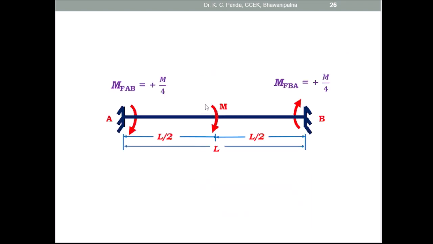Similarly, if a clockwise moment is present at the midpoint of the fixed beam, then due to this clockwise moment, the fixed moments generated at the end of the member are MFAB equal to plus M by 4, and at the end B, MFBA equal to plus M by 4. The moment produced at the end of the member is clockwise, that is a positive value.